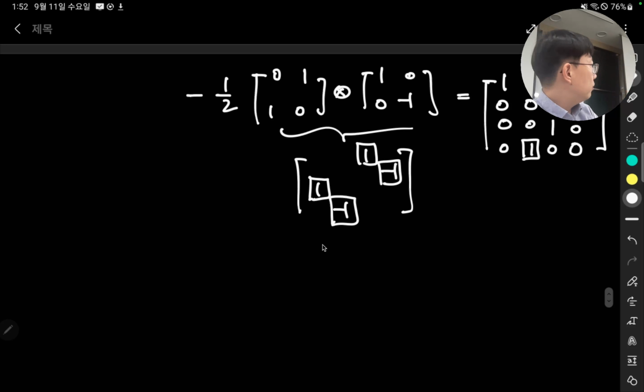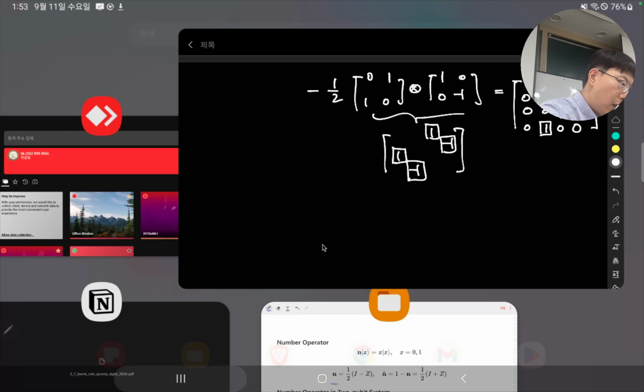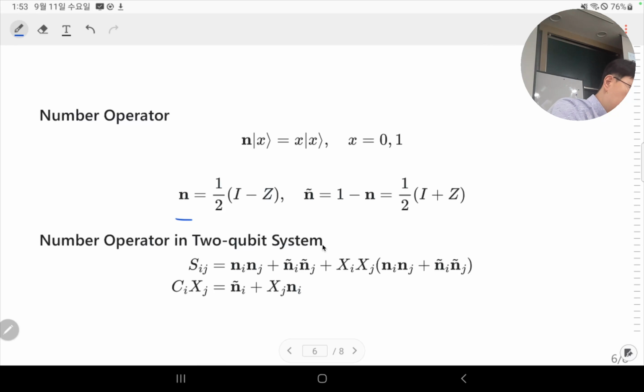Any question before we move on? We are going to use this number operator to represent other gates, like a swap gate and so on. Okay, so how about we talk about the swap gate? Here we have a swap gate.